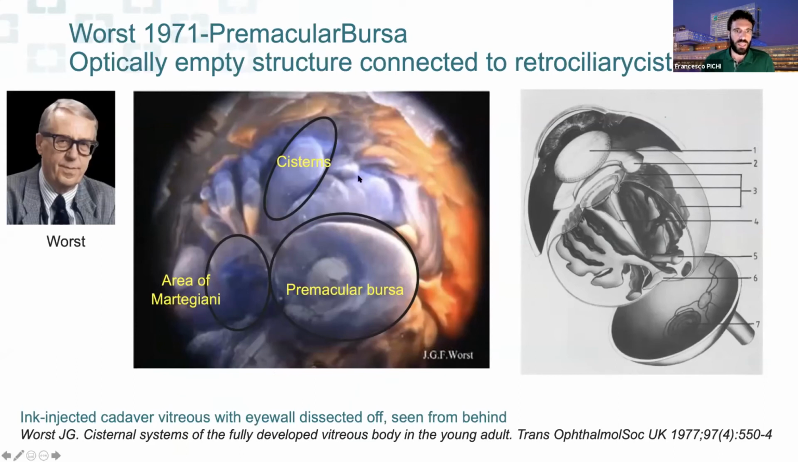Now, while the vitreous is actually the biggest structure inside the eye, it was only in the 70s that there was an interest in it. Worst used ink to visualize two main areas: the premacular bursa, which is an optically empty area in front of the macula, the area of Martegiani in front of the nerve, and various cisterns.